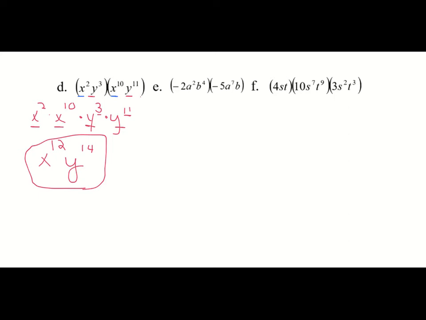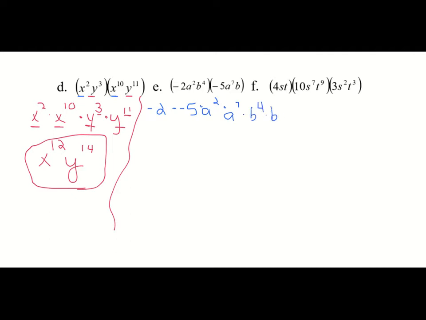So now for E, we've got some numbers in there, and then we've got some powers with different bases. So again, organize it all together, separate what you can. So let's put our numbers together. We have negative 2 times negative 5. And then, let's see, we have a squared times a to the 7th, and then times b to the 4th, and b.